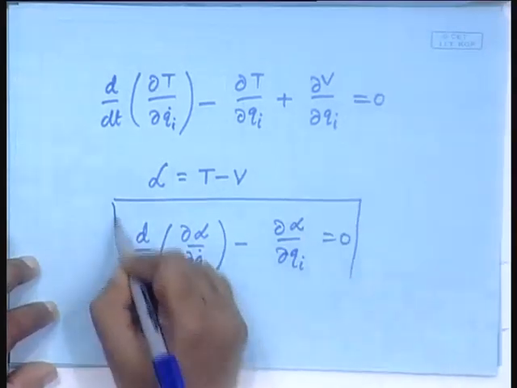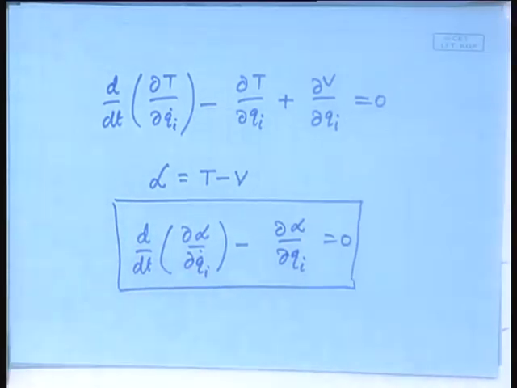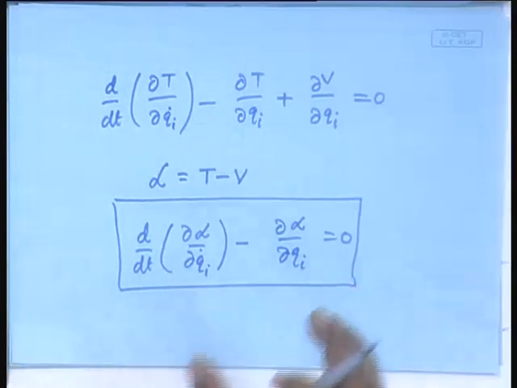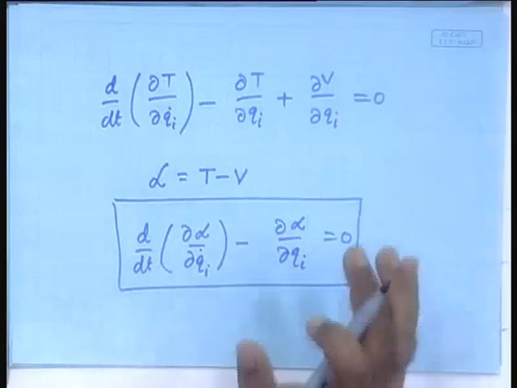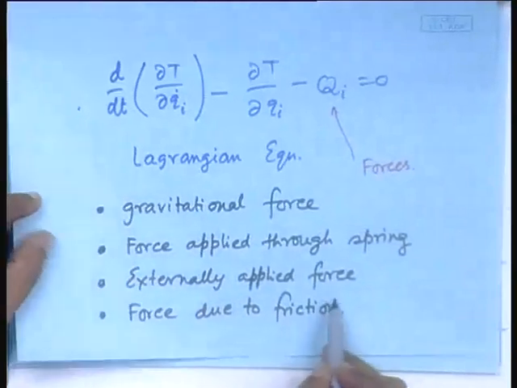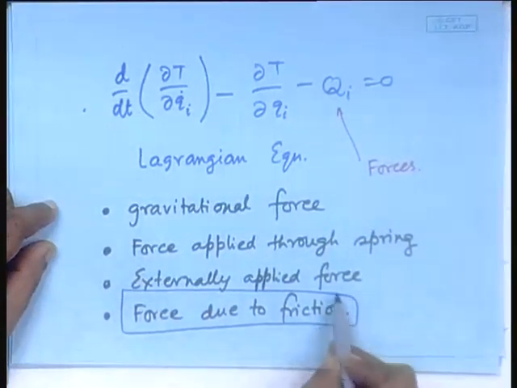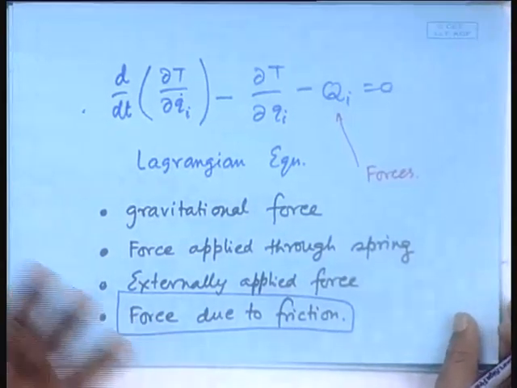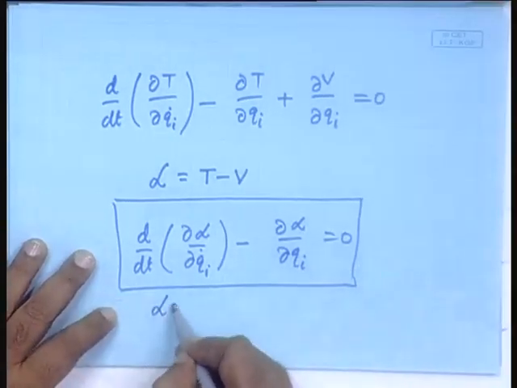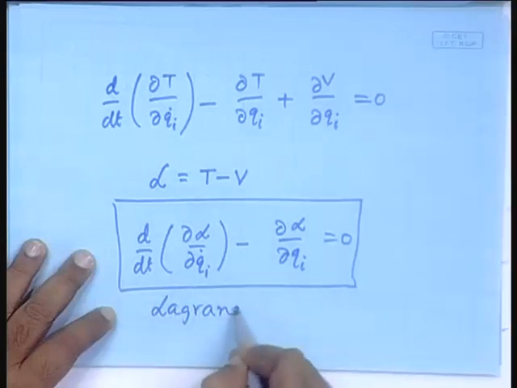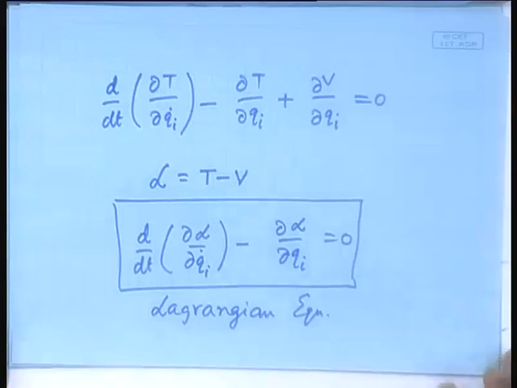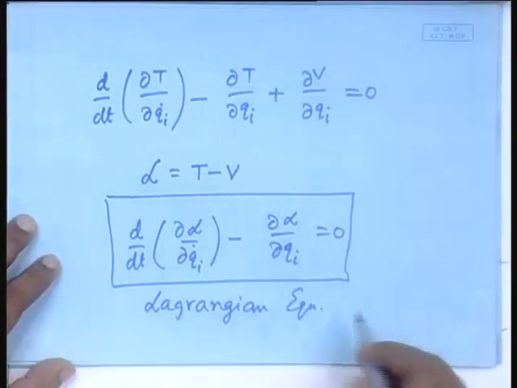So simple. After all these days of labor, we have obtained such a simple equation. That is the actual form of the Lagrangian equation for a non-dissipative system, because we have not yet considered this term. How to consider this term, we will come to that later, but this is the Lagrangian equation for a non-dissipative system, for a conservative system.